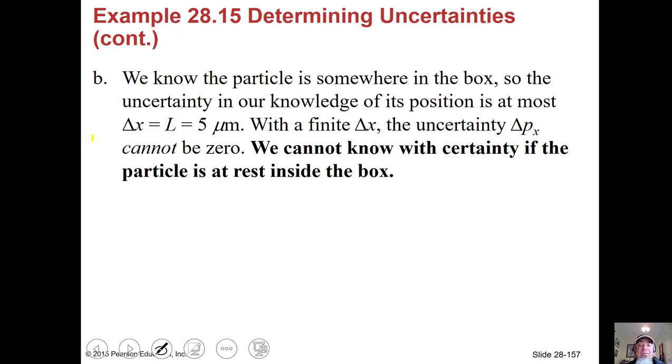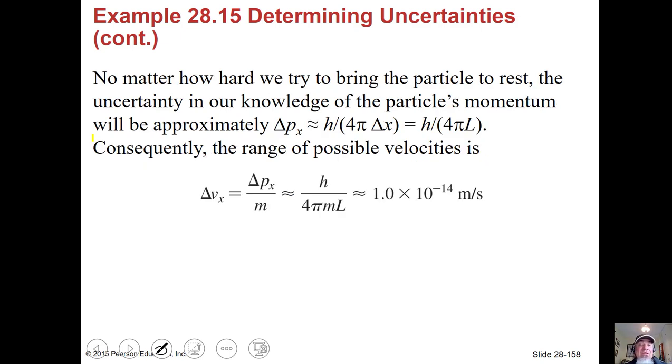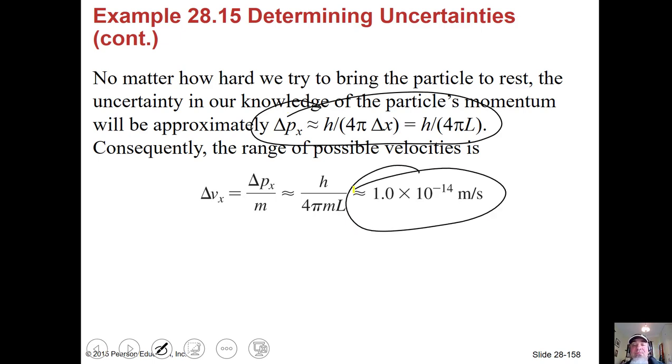This is part B. You have an idea where it is. It's in the box, so the uncertainty in position is 5 micrometers. Same thing that we did before. You can figure out the uncertainty in momentum from the Heisenberg uncertainty principle here. Put it all together, just like you did in part A. This is the uncertainty in the speed. Not very big. I mean, it's a small number, but it's not 0.